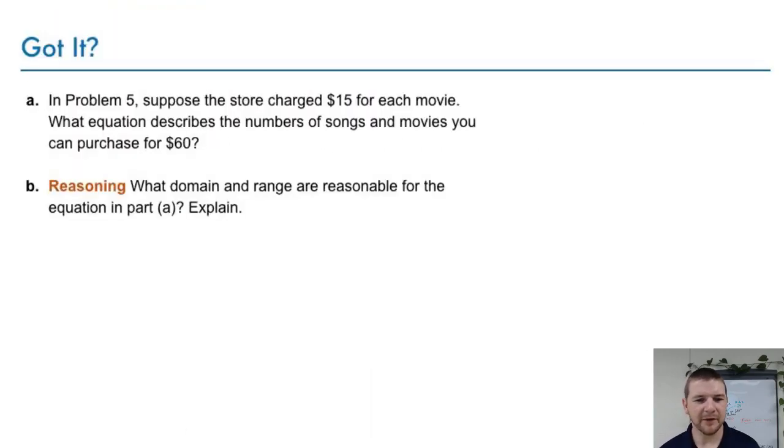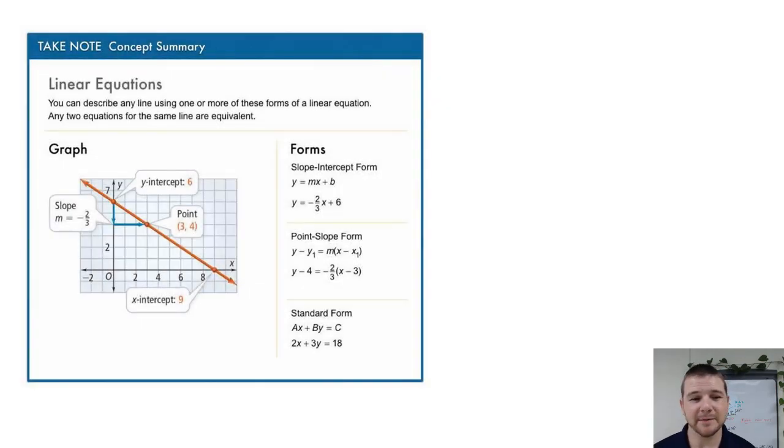Part A. In problem 5, suppose the store charged $15 for each movie. What equation describes the number of songs and movies you can purchase for $60? And part B, a reasoning item. What domain and range are reasonable for the equation in part A? Explain. And finally, a concept summary.